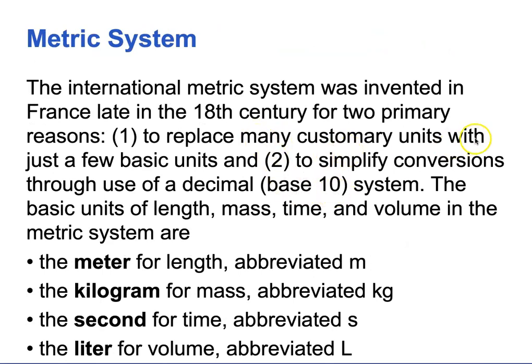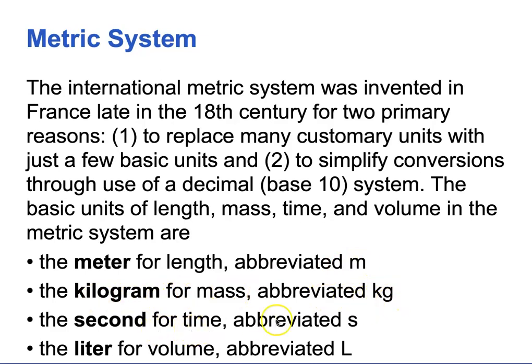All right, your metric system. The International Metric System was invented in France in the late 18th century for two primary reasons. One, to replace many customary units with just a few basic units. They wanted to get everything organized and condensed. And the second thing is to simplify conversions through use of a decimal, which is a base 10 system, like our system is, we count in tens. The basic units of length, mass, time, and volume in the metric system are these. Meter is for length, and it's abbreviated with an m. Kilogram is for mass, and it's abbreviated with kg.